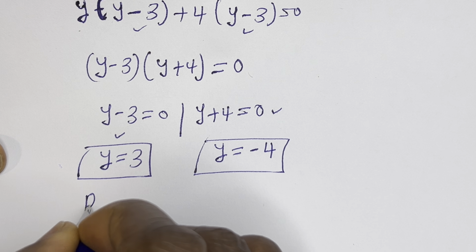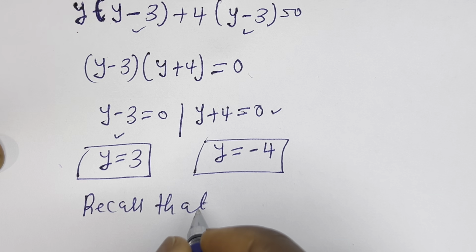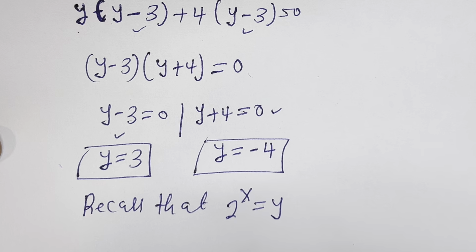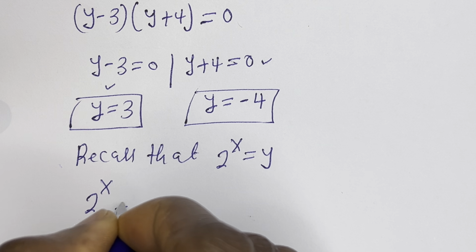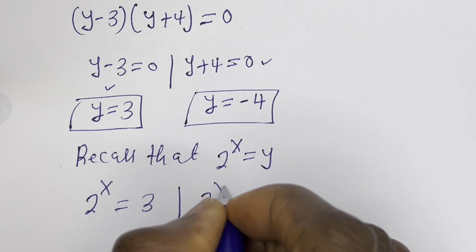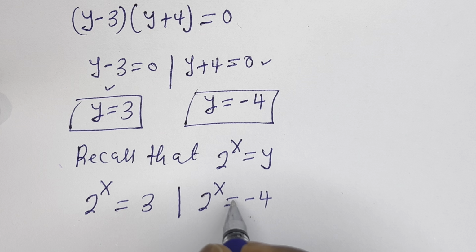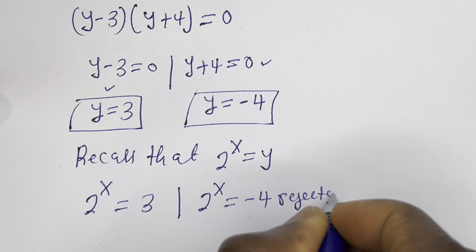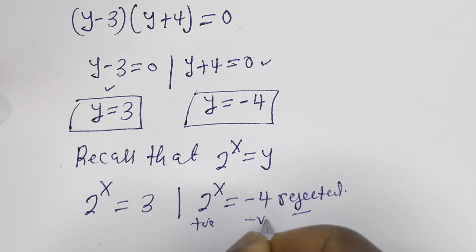Recall that 2 to the power of s is equal to y. Then 2 to the power of s is equal to 3. And 2 to the power of s is equal to minus 4. But 2 to the power of s cannot be equal to minus 4. This is rejected because this is positive and this is negative.